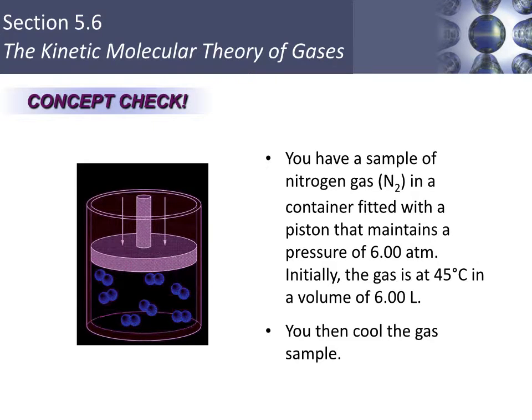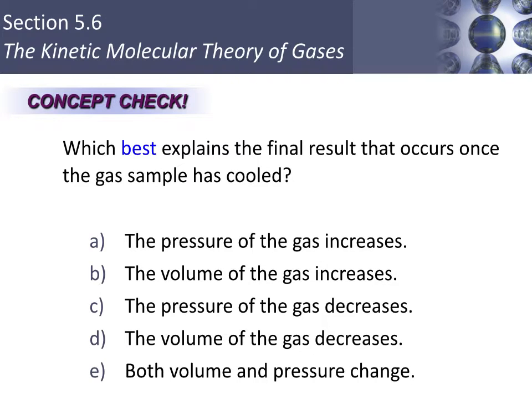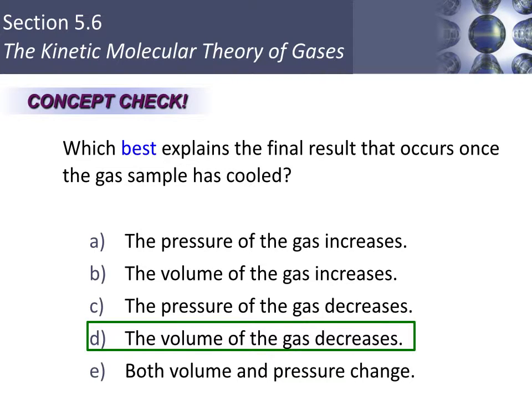Next up, we have a sample of nitrogen gas in a container fitted with a piston that maintains a pressure of 6 atm. Initially, the gas is at 45 degrees C at a volume of 6 liters. Then we cool the gas. Which best explains the final result once the gas sample has cooled? Think about it. The correct answer is that the volume of the gas is going to decrease. We need to keep in mind that the problem said the piston maintains a constant pressure. So if the temperature is going to go down and pressure can't change, what's left? Volume.